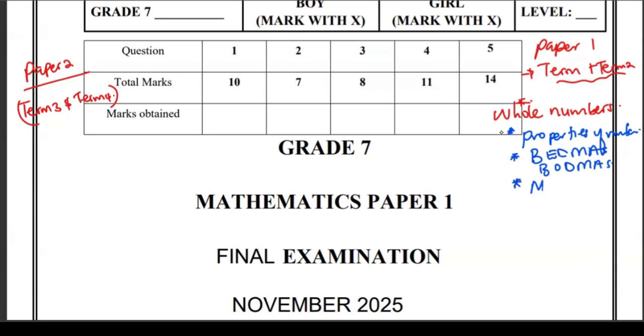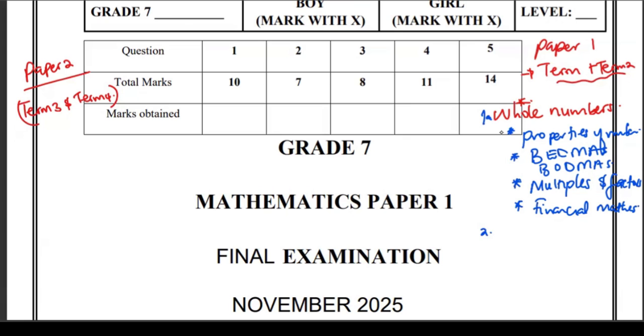The next, you have the multiples and factors. Those are still under whole numbers. And then you also have what we call the financial maths. In this case, you'll be talking about the interest and the budgets, the accounts, the loans, the profit, the loss, all those things compounded together. So that is topic number one, whole numbers.